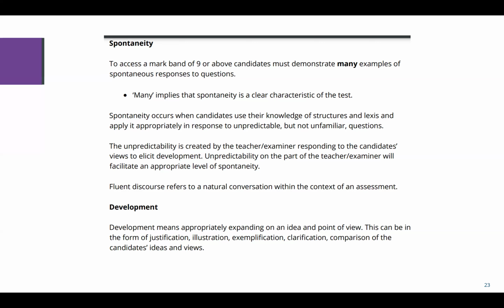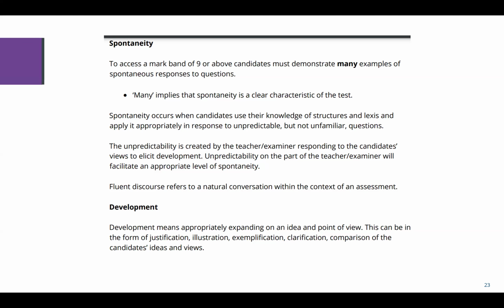So what does many mean? Well, it implies that overall this is clearly a spontaneous discussion. And it gives you some information which you can read for yourself there. I don't need to read it all. But you can see that it's meant to be this kind of fluent, natural discourse within the confines of an assessment. And just to clarify, development doesn't mean that you're allowing your candidate, your student, to hold forth for 10 minutes.